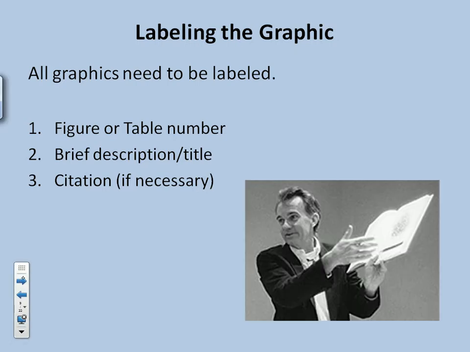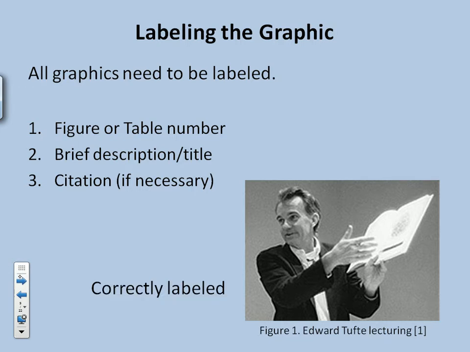So there's one without a label, and here, same graphic, clearly labeled. Figure number 1, right? Easily you can see in the text, figure number 1, that's where I look. Edward Tufte lecturing. So I know who this person is, and I know what he's doing, right? It's not the most complicated graphic, but you get the idea. And then we have it cited, number 1 in brackets, which is how we cite in IEEE style, which tells me when I get to the reference section and I see number 1 in brackets, that's the source that graphic came from, right? And like I said, depending on the documentation style, that citation will vary.